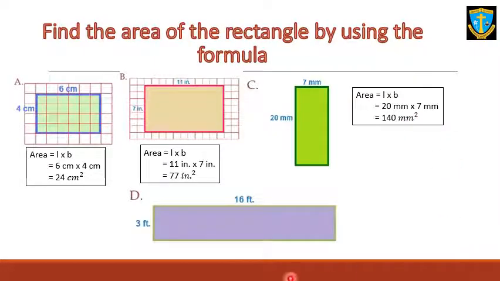Here it is said the length is 16 feet and the breadth, the shorter side, is 3 feet. Let's find. Area will be equal to length multiplied by breadth. 16 feet multiplied by 3 feet. So 16 threes will give you 48. If you want, you can do the rough calculation also and find out. So the answer of the last one will be 48 feet square.